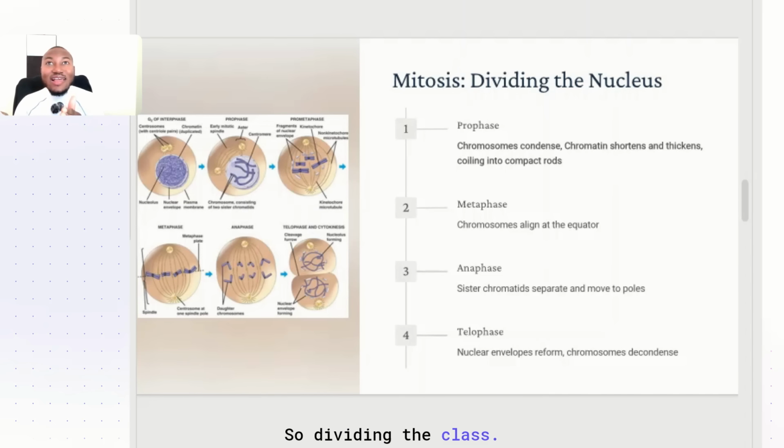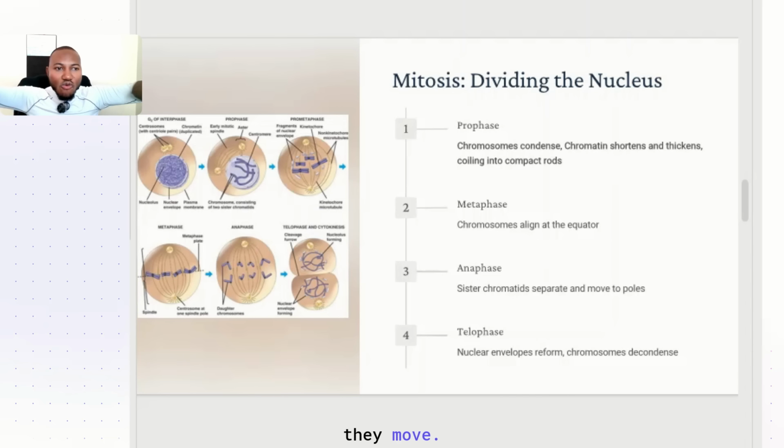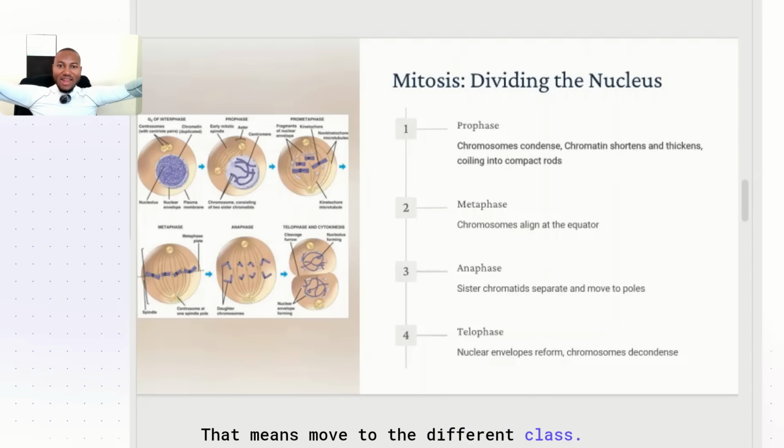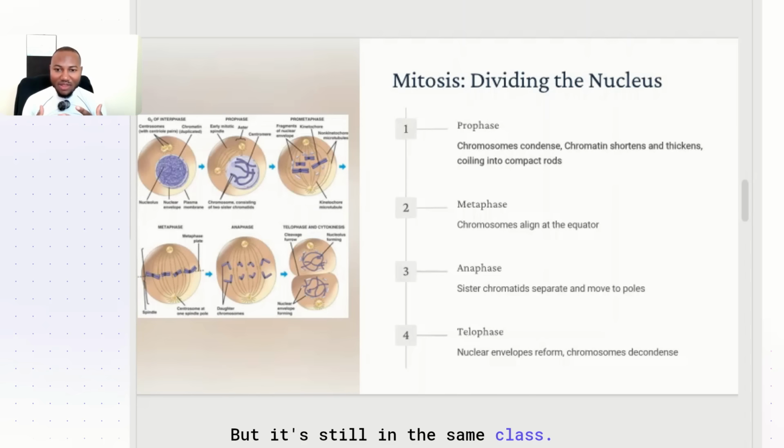So we are dividing the class, but remember, we are still in the same cell. The cell has not been divided, but you are dividing the class. That is called what? Anaphase. So sister chromatids move to the different poles. That means moving to a different side of the class, but it's still in the same class, right?